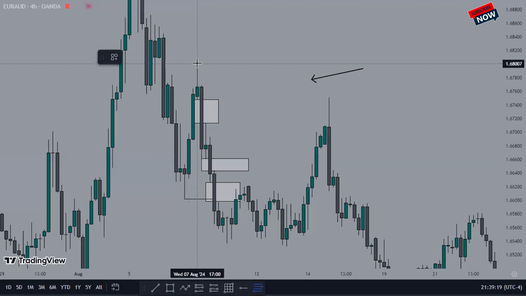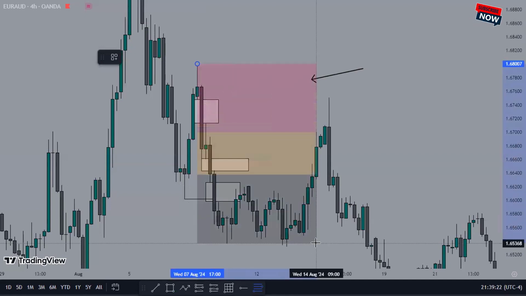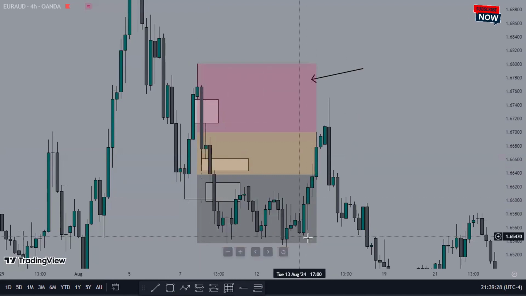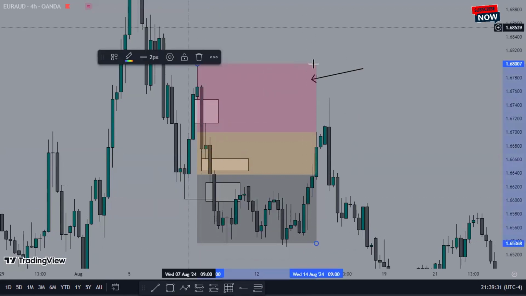This is my Fibonacci tool. You draw from top to bottom in a downtrend and from bottom to top in an uptrend. All right. So this is a downtrend. I draw from top to bottom. My Fibonacci might look different from yours because I've made some custom settings on them.